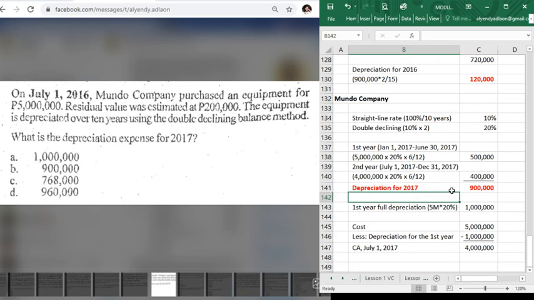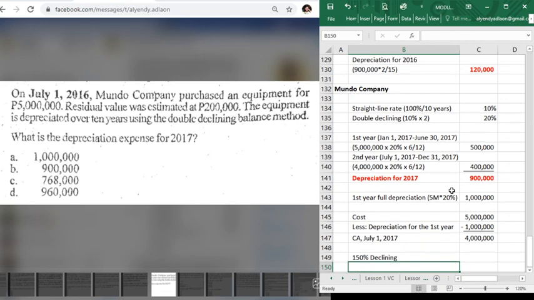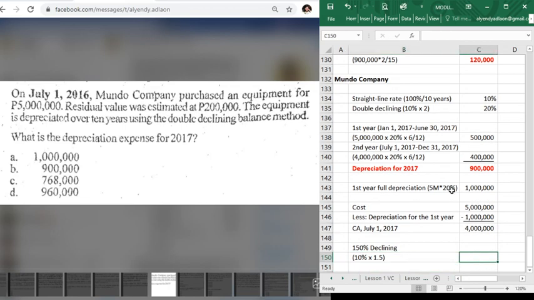Aside from that, there is also what we call 150% declining. In that case, the process is still the same, but when we say 150% declining, it is not multiplied by 2 but rather multiplied by 1.5. So in this case, let's say 10% multiplied by 1.5. So the 150% declining rate is how much? 15%. Okay? So the process is still the same.